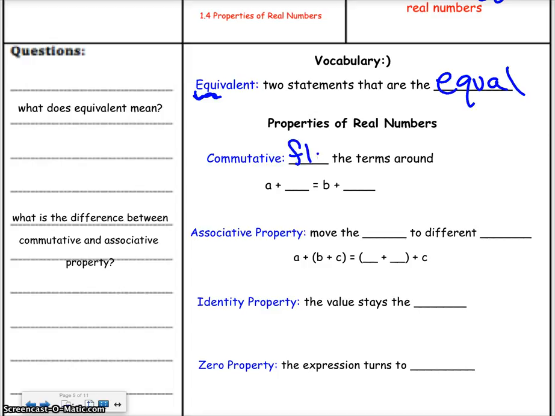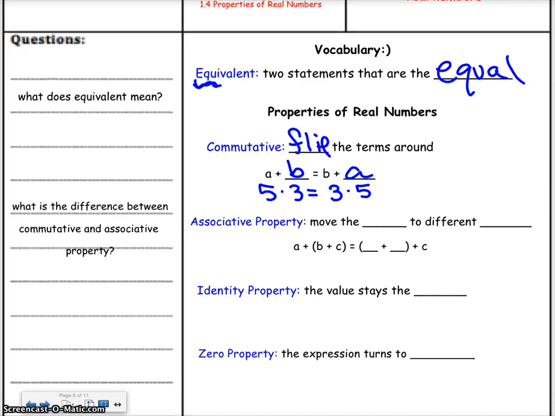Commutative means you can flip the terms around. How we say it as 8th graders, you will have to specify the operation you're using it with. So it would have to be the commutative property of addition, if you're adding, or the commutative property of multiplication, if you're multiplying. So that's A plus B equals B plus A, or 5 times 3 equals 3 times 5.